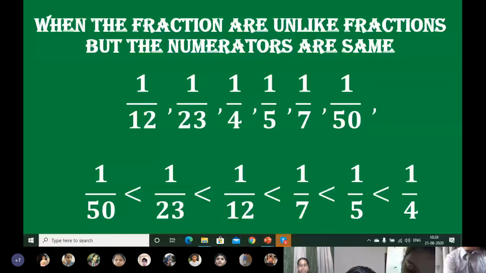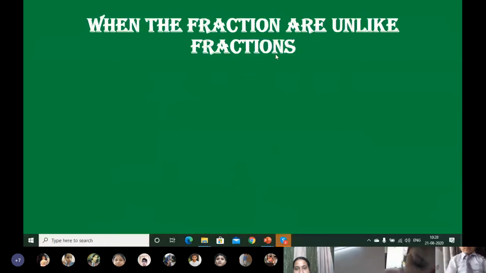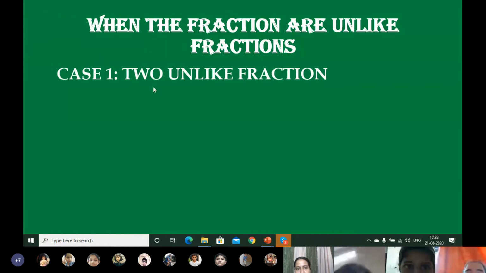Okay, let's take the next condition. When the fractions are unlike fractions. In the previous case, the fractions were unlike, but the numerators were same. But in this case, both the numerators and denominators are different. Again, there are two conditions. For the first condition, when we have only two unlike fractions.